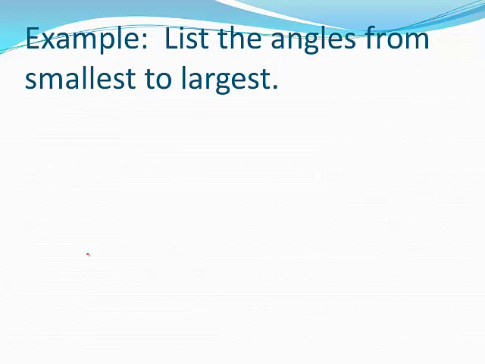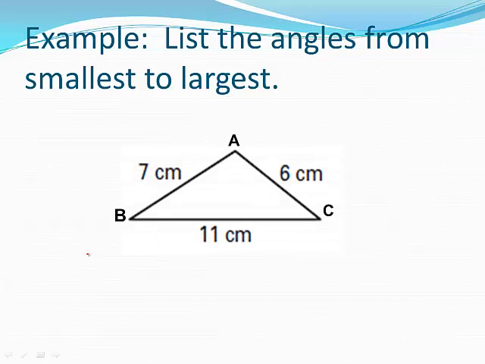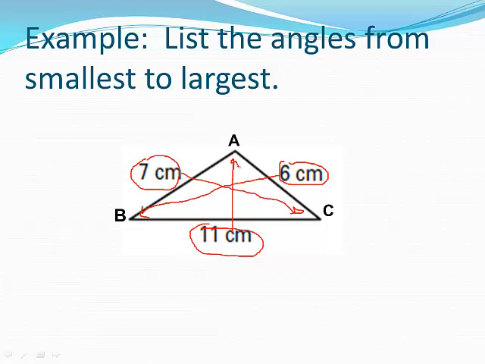Another example: list the angles from smallest to largest. I've labeled the angles as such. We know this is the largest side, so the angle opposite it is going to be the largest angle. The smallest side is opposite the smallest angle, and the middle side is opposite the middle angle. So we have angle B, angle C, and then angle A, listing it from smallest to largest.